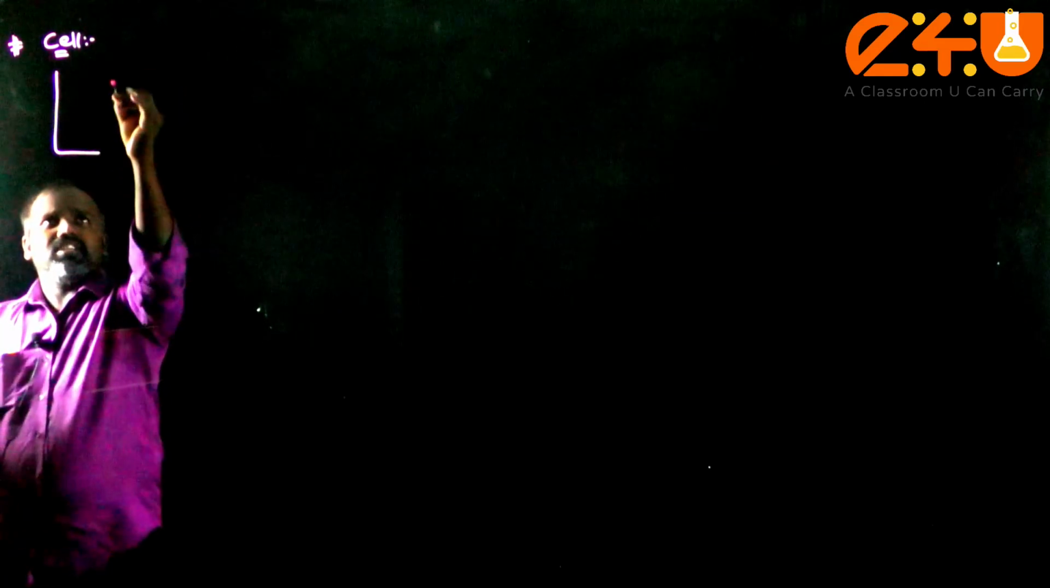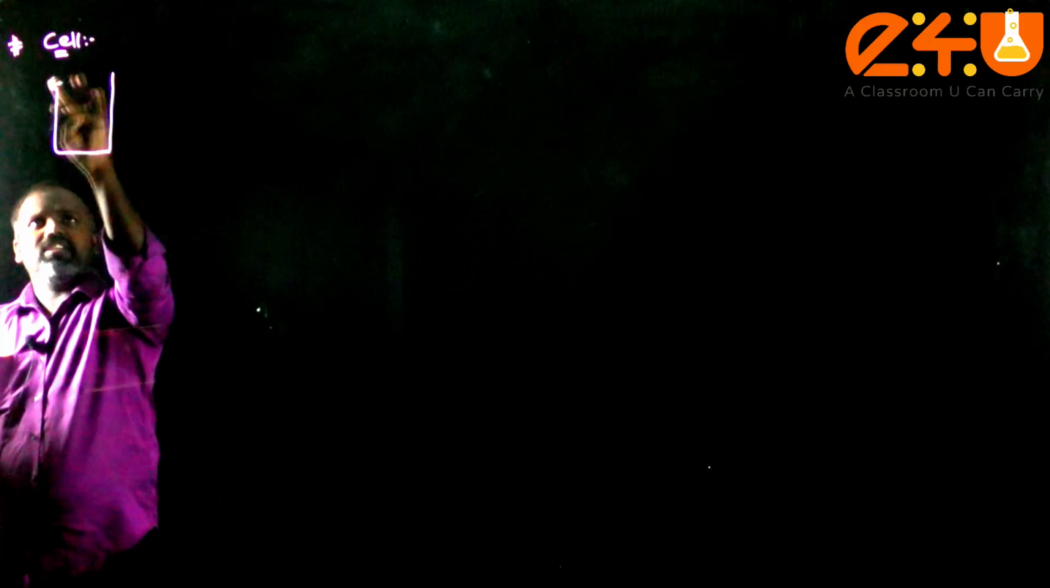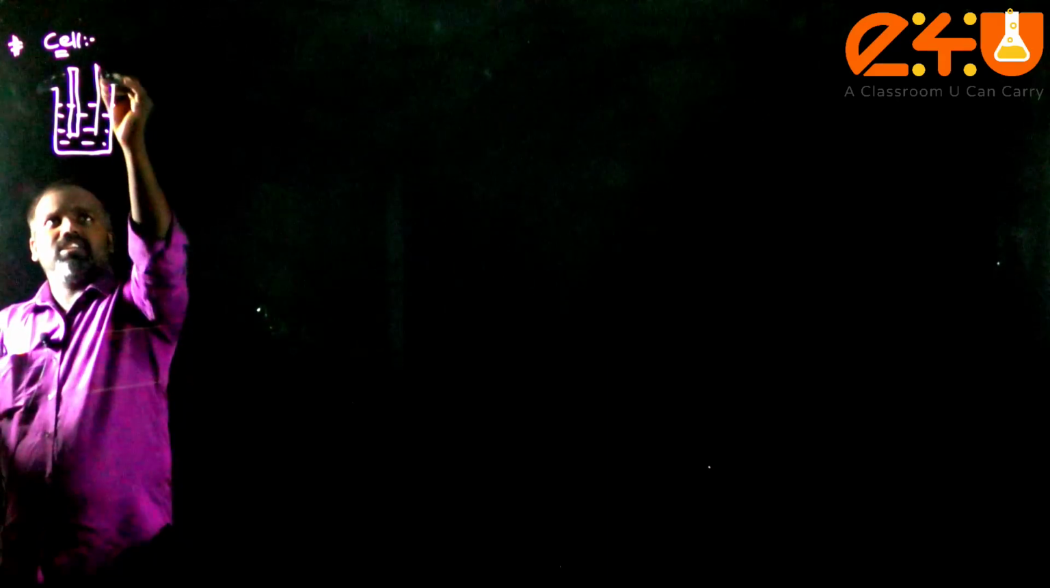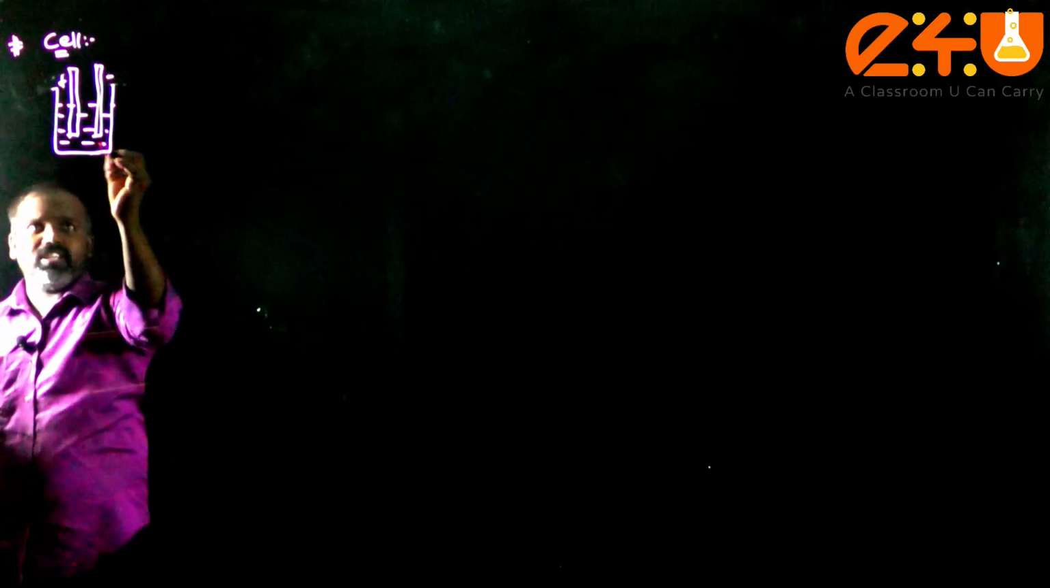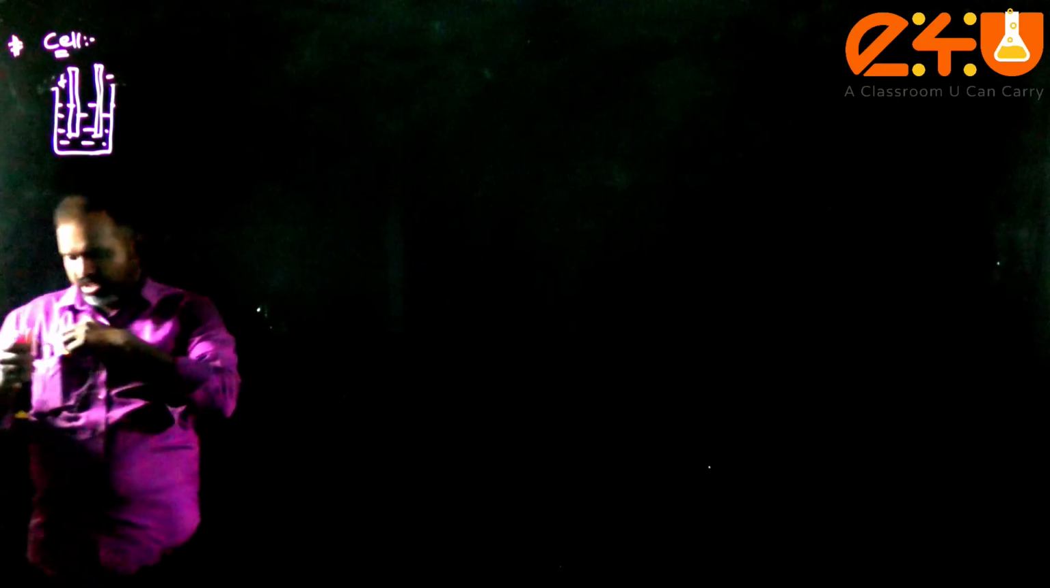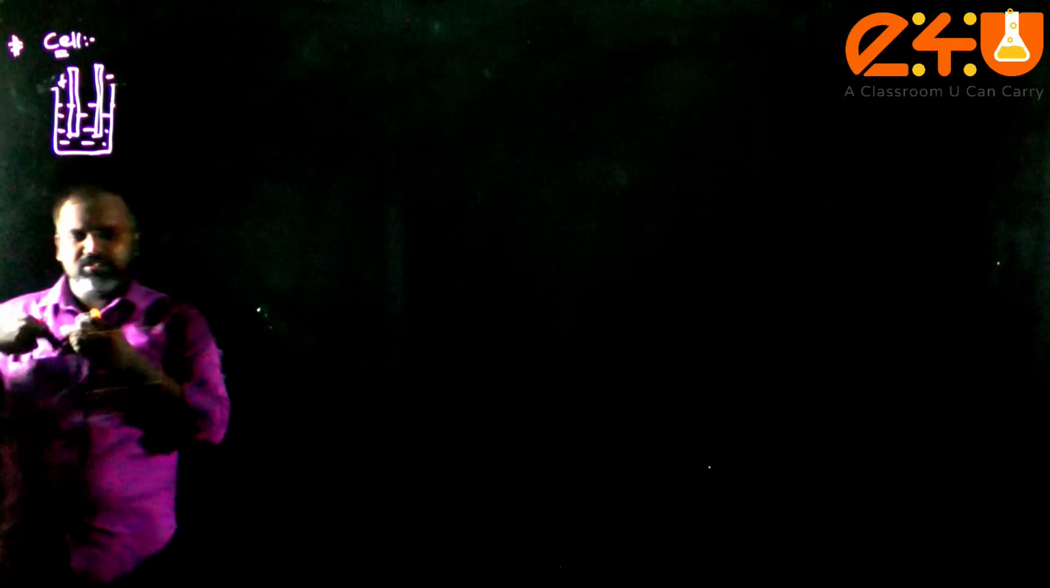Let us consider that generally a cell consists of two main parts. One is called the electrolyte and the other is called the electrodes. This is the positive electrode and the negative electrode, and this is the electrolyte. Any salt solution is suitable as the chemical solution.